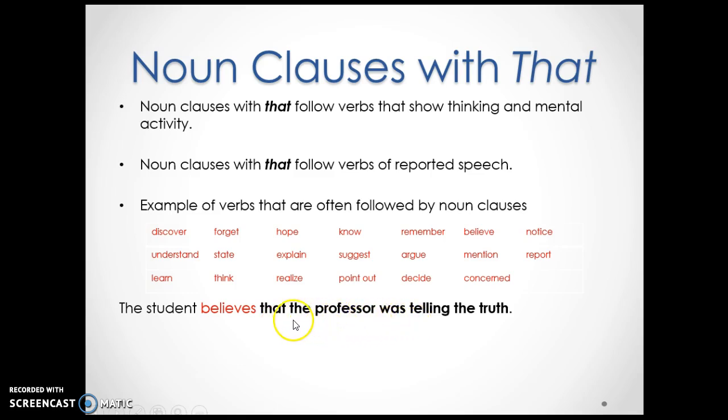So notice that in this noun clause, we started with that. We have the subject professor, and then we have the verb was telling. Here's another example. The professor stated that late homework is not allowed. So again, we start with the independent clause, the professor stated, and we have the noun clause in the object position, that late homework is not allowed.